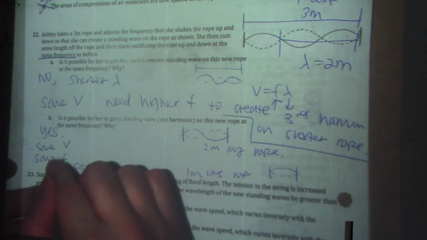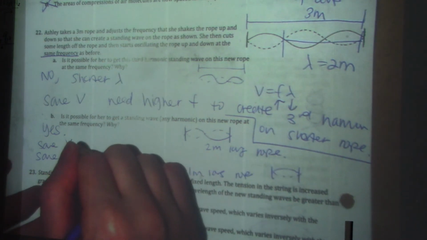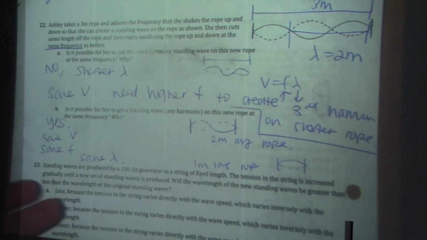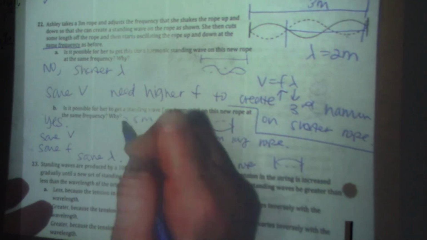Or I could cut it to a 1 meter long rope. If this is 1 meter long, then I have half a wave. Half of that wavelength of 2 would be 1 meter long, and it would still be the same frequency and the same wavelength at the same speed. So yes, it is possible, and the best explanation is these examples. It's not going to work for any length. If I cut it to 2.5 meters long, then it's not going to work. It'll get chaos. But it's possible to get standing waves with the same wavelength. You just have less of them. It just has to be the right length of rope.